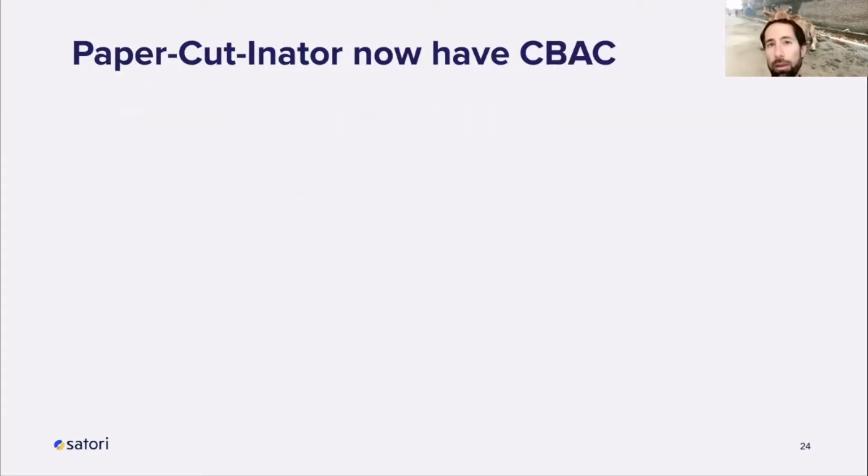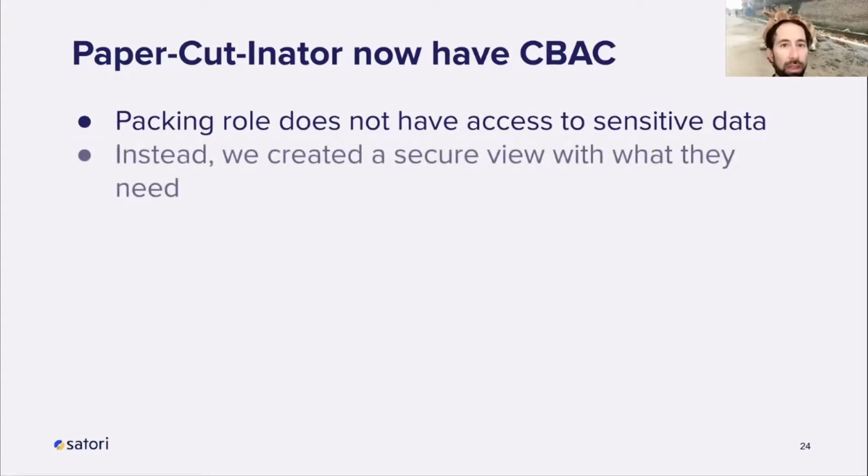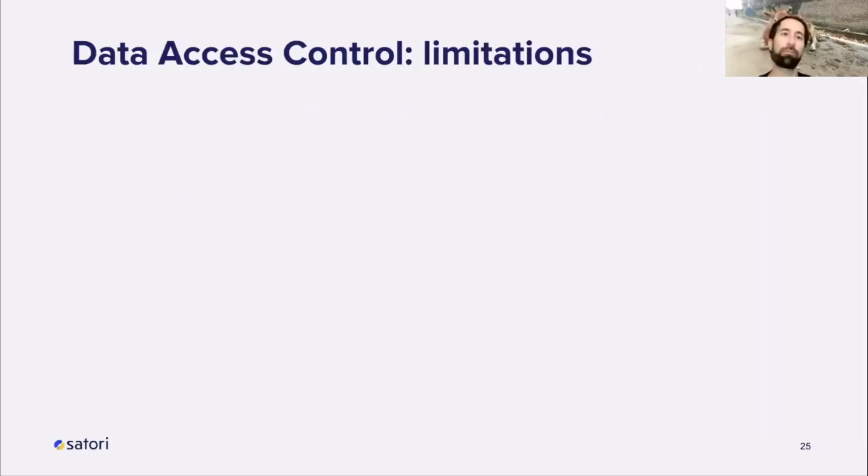So now we implemented a very simple column-based access control. We restricted the access to sensitive data from our packing teams. And we created the interface, or the abstraction layer, between the employees in the packing team, the users, and the data. So that's pretty sweet.